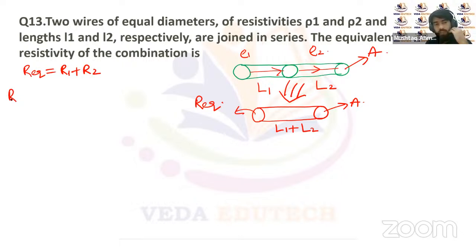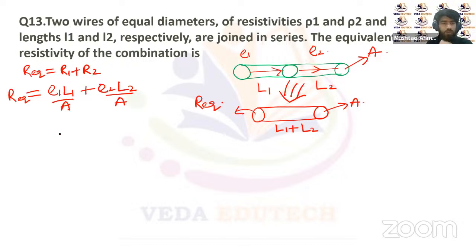So the equivalent resistance of the two resistors will be R1 plus R2, which is equal to rho 1 L1 upon A plus rho 2 L2 upon A. This is the equivalent resistance of these two resistors.